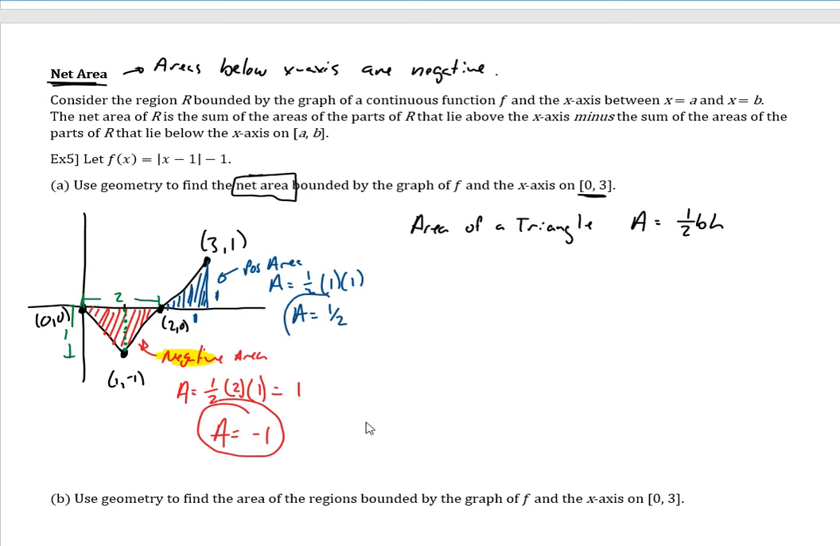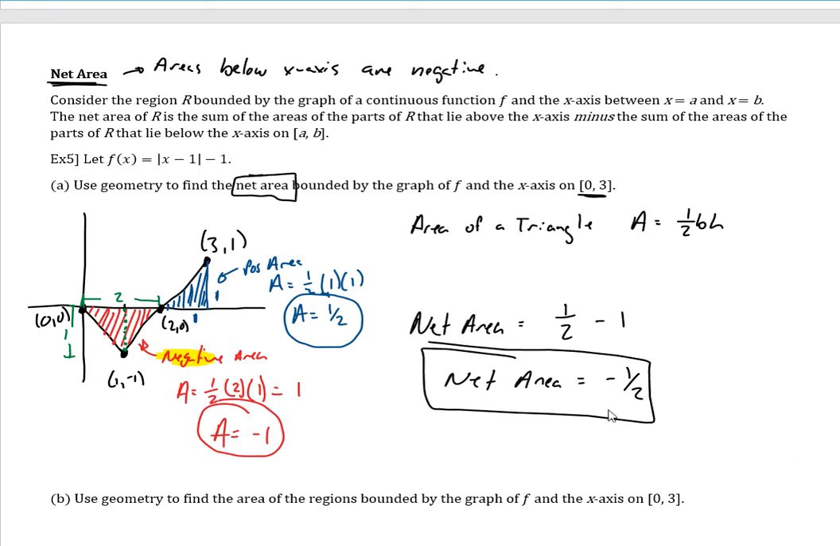Okay, so we're going to consider that positive, because it's all above the x-axis. And then for the net area, all we do is take those two and add them up. The net area is 1/2 minus 1. So we're taking the positive one and subtracting the negative one. So 1/2 minus 1, our net area is negative 1/2. Okay, so that's our net area.